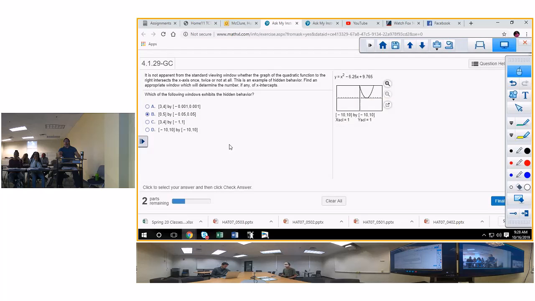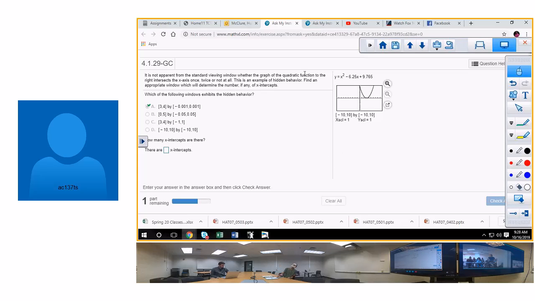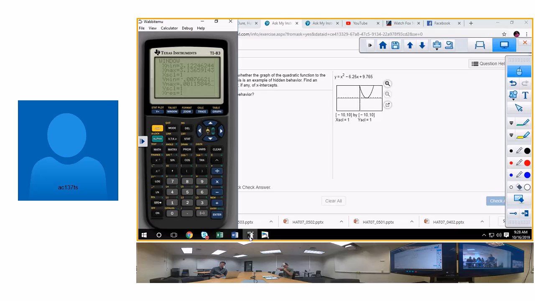Nope. No, here's the smallest one right here. That's a small one. That's smaller than that one. I didn't see that one. Okay, and the x-intercept. Well, you're going to have to zoom back out now. Now that you found the hidden behavior, you're going to have to zoom back out. So this one's taking a lot of time. Zoom out.